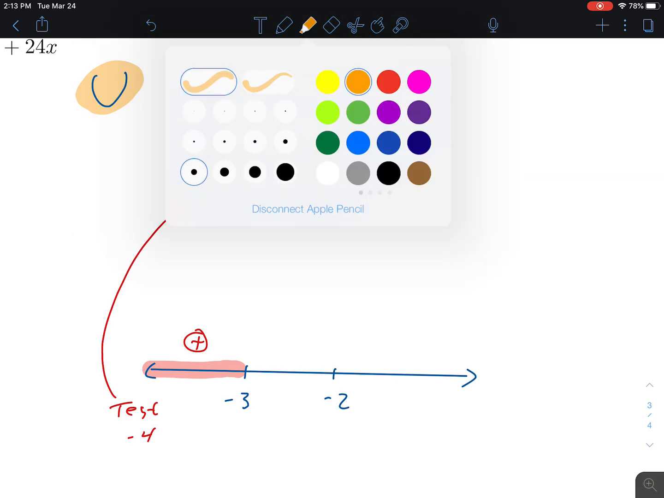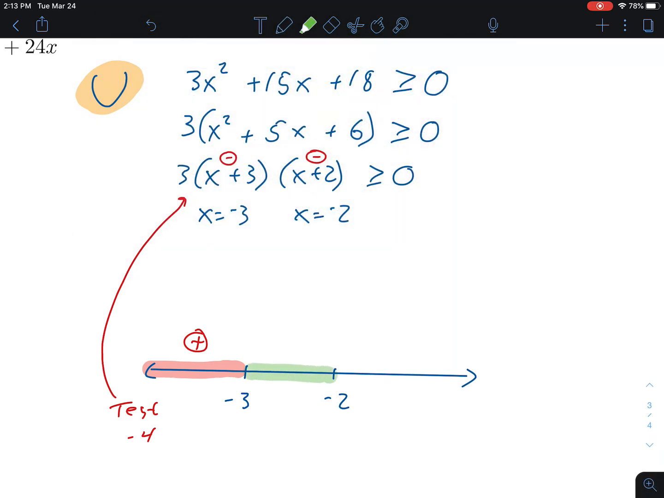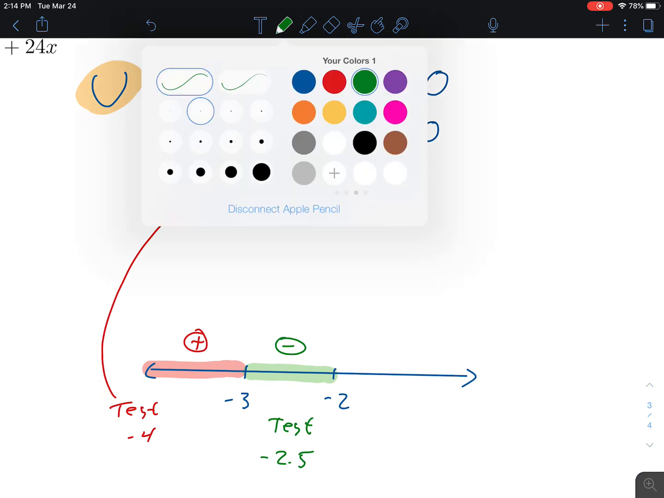Let's see. Pick a different number for my range in between. A little bit annoying. I've got to pick a number like test in between negative 2 and negative 3, negative 2.5. That's why I like to do it into the factors, a little bit easier to see. Negative 2.5 plus 3, well, that's going to be a positive 0.5. Negative 2.5 plus 2, well, that's going to be a negative 0.5. Positive times a negative is going to give me a negative. I'm below the x-axis in that area.